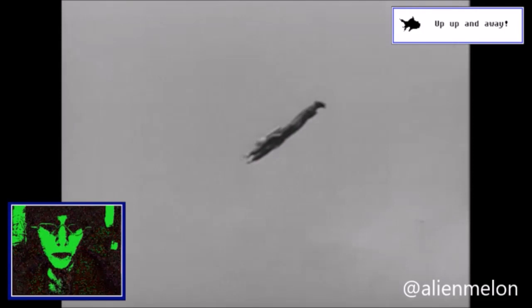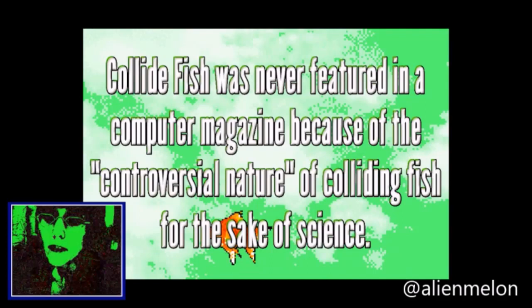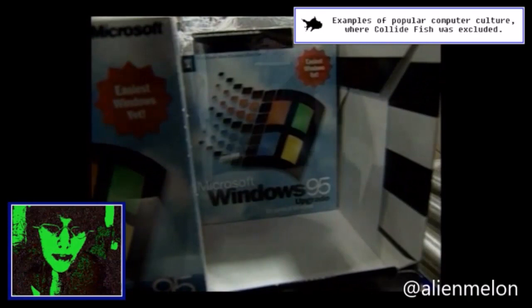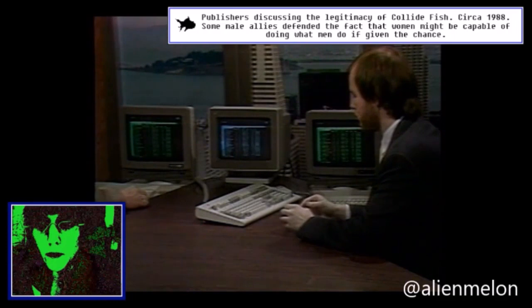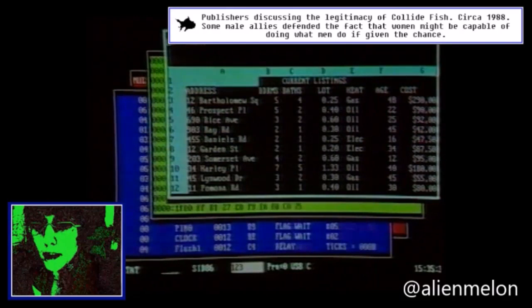Collide Fish was never featured in a computer magazine because of the controversial nature of colliding fish for the sake of science. The reason Collide Fish was excluded from popular computer culture is a complex one, like anything else surrounding the software. Publishers often told Fishsoft Corp that featuring women would hurt the legitimacy of the publication because nobody believes that women can program, and it might be viewed as a hoax. Nevertheless, the realism, sophistication, and quality of the simulation made it hard to ignore.